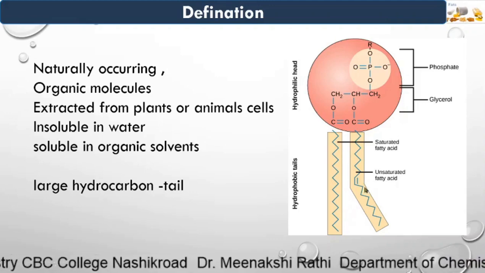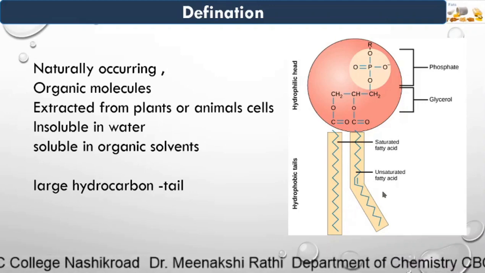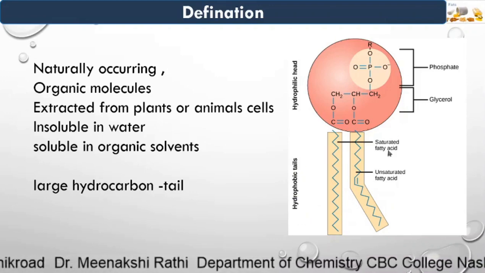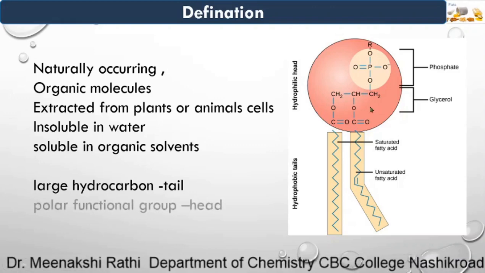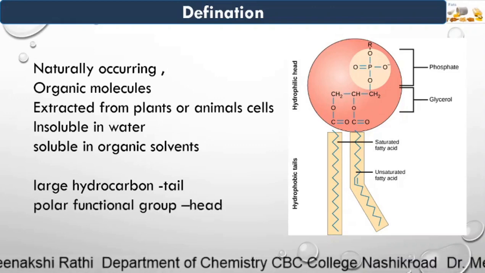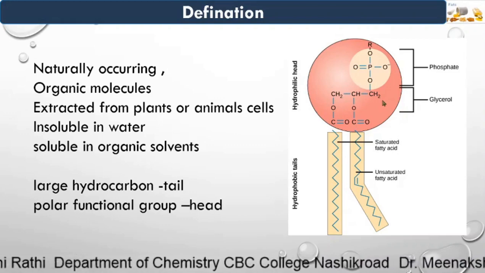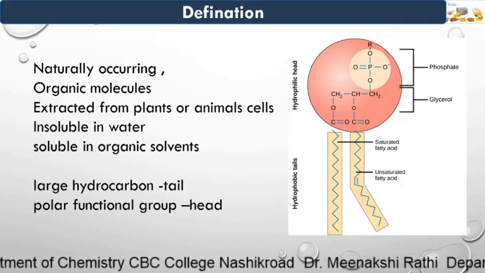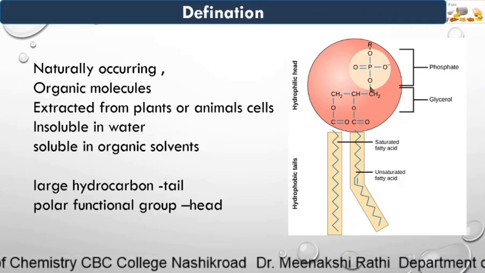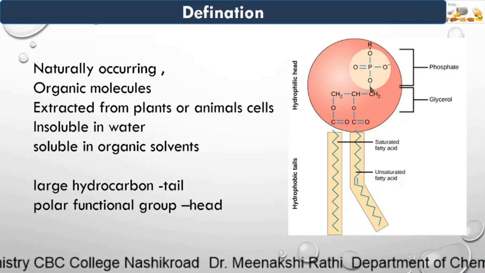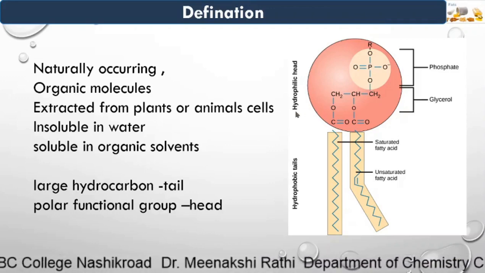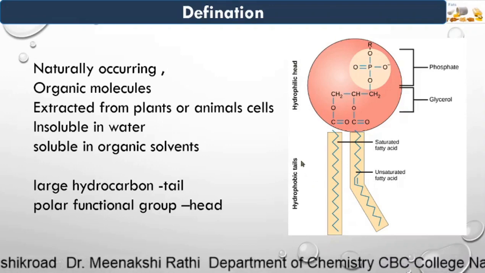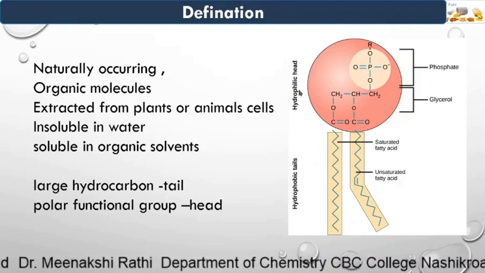This long hydrocarbon chain is the non-polar part and hence it is called the hydrophobic tail, while the head part of the lipid molecule contains either one or two polar functional groups like phosphate group, carboxylate group, and hence the head part of the lipid molecule is a polar part and it is called the hydrophilic head. So, lipids have two parts, hydrophobic tail and hydrophilic head.